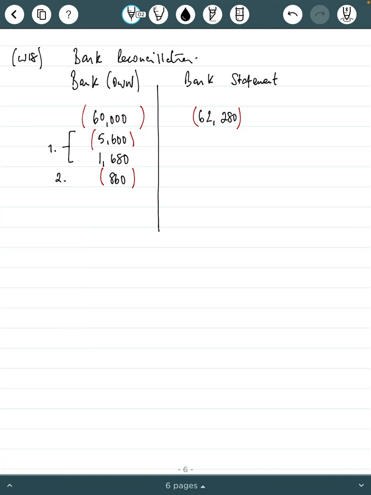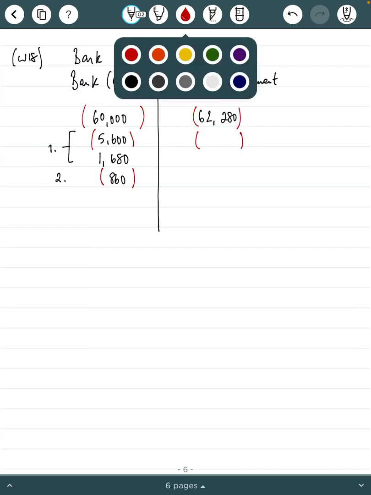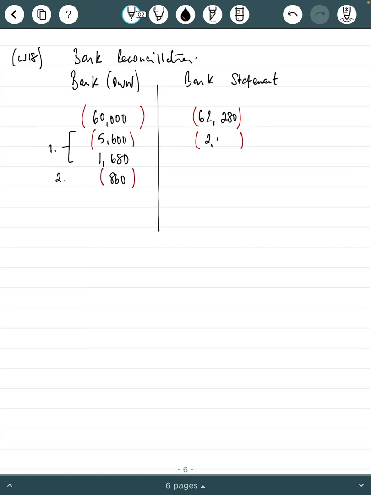The third point says a check for fees of 2,500 issued to a director had not been presented for payment, which basically means they have not given it to the bank. So the bank are unaware that there's a check of 2,500 outstanding. In that case, we need to correct the bank's figure and increase the bank's overdraft by 2,500. So that is to do with point 3.